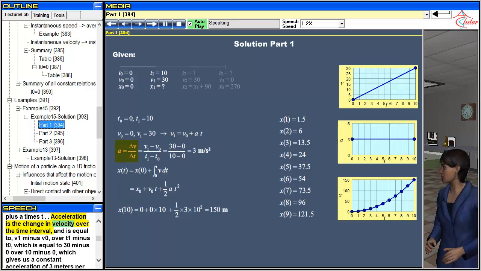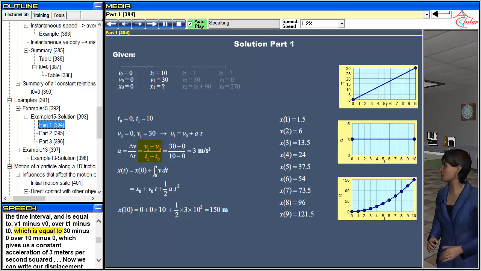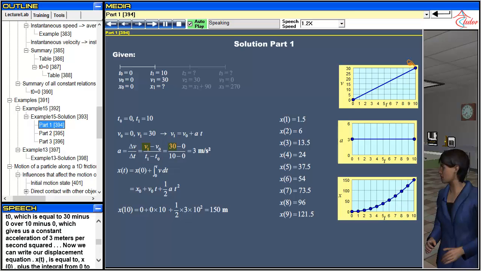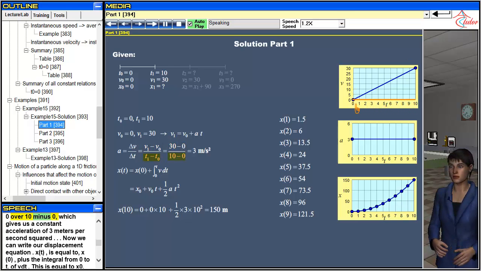Acceleration is the change in velocity over the time interval, and is equal to v1 minus v0, over t1 minus t0, which is equal to 30 minus 0 over 10 minus 0, which gives us a constant acceleration of 3 meters per second squared.